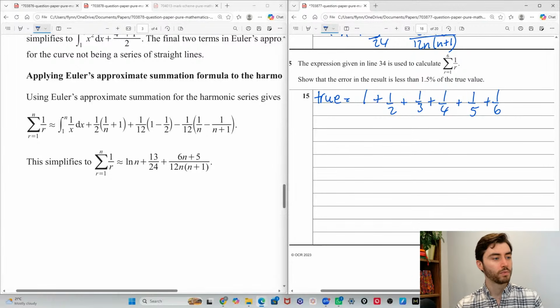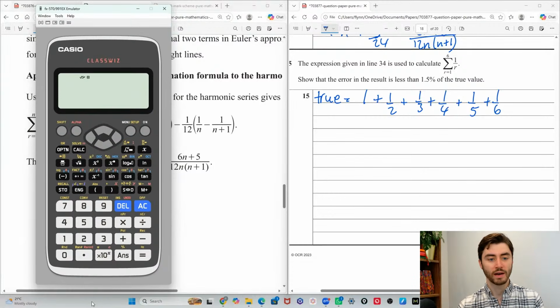And in fact, I will bring my calculator in at this point to show you how I would do that. I can't be bothered to draw all of the fractions, so I'll just say 2 to the minus 1, 3 to the minus 1, 4 to the minus 1, 5 to the minus 1, 6 to the minus 1. Okay, so the true value is 49 over 20.